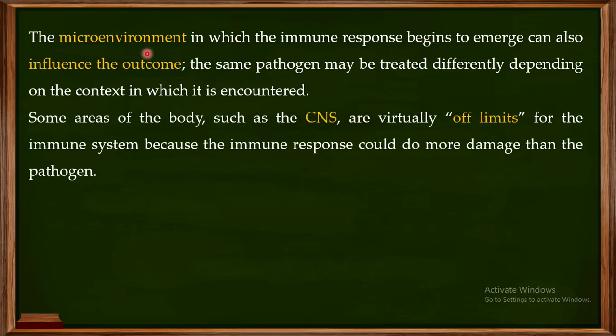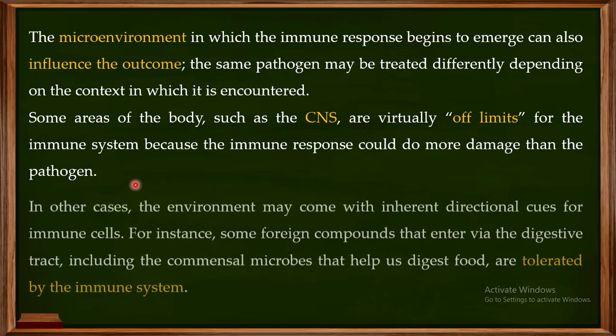For example, some areas of the body, like the central nervous system, are virtually off limits for the immune response, and the reason is that the immune response could do more damage in the central nervous system than the pathogens. What this means is that if there is some sort of infection in the central nervous system, you have to use other strategies to get rid of those pathogens, because the immune response usually does not reach the central nervous system.